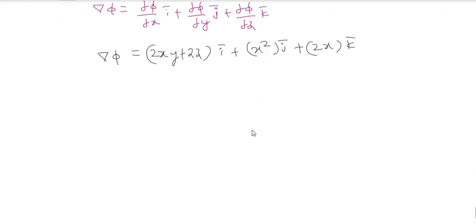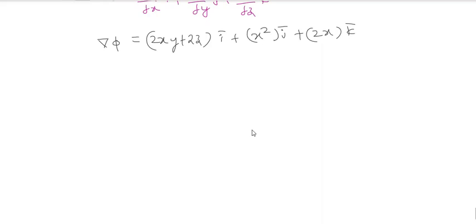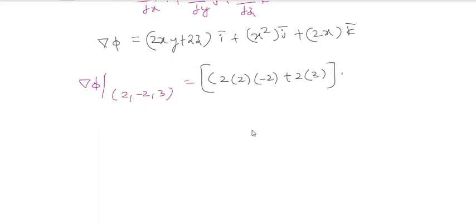They are asking what at the point? Del phi at 2 comma minus 2 comma 3 they are asking. So substitute here. x will be 2, y will be minus 2, plus 2 into z will be 3, into i bar, plus x square will be 2 square into j bar, plus again 2 into x, 2 k bar. If you calculate, you will have minus 2i bar plus 4j bar plus 4k bar. This is del phi.